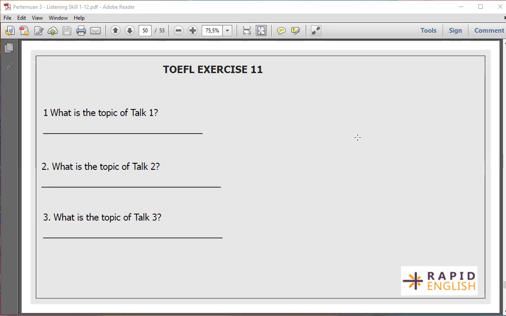Number 2. The first part of Talk 2 is: Today, we're going to see something that most of you have probably never seen before. A frog jumping contest. This frog jumping contest is part of the Calaveras County Fair in Calaveras County, California. What is the topic of Talk 2?